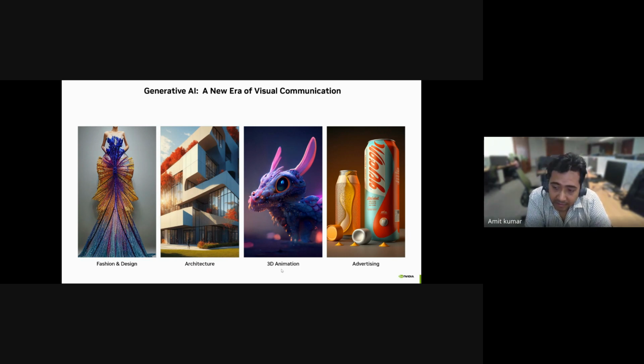So let's say for the advertising industry, how are they consuming Gen AI? Now they can give a prompt, they can interact with the image using text. Correct. So that's how these things are evolving, or have already evolved.